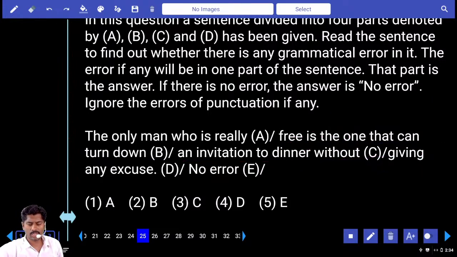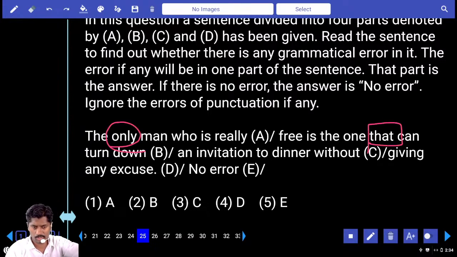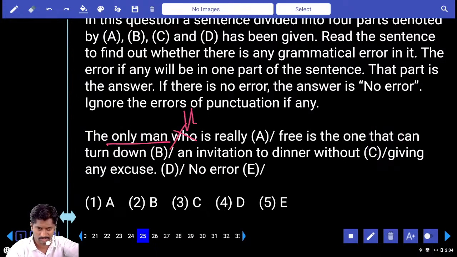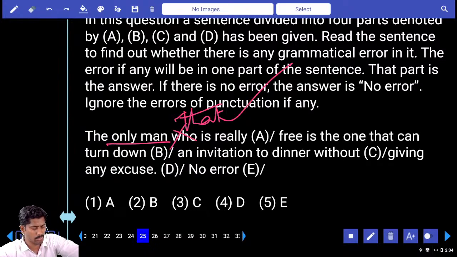The only man who is really free is the one that can turn down an invitation to dinner without giving any excuse. Answer. Only వచ్చినప్పుడు that తీసుకోవచ్చు, problem లేదు. The only man ఇక్కడ తీసుకోవాలి. Error is in the first part. ఇక్కడ ఆల్రెడీ ఉంది కాబట్టి ఇక్కడ తీసుకోవాలి. ఓన్లీ సేమ్ సచ్ వచ్చినప్పుడు ఈవెన్ ఫర్ హ్యూమన్ బీయింగ్స్ దట్ తీసుకోవాలి, డబ్ల్యూహెచ్ కూడా తీసుకోకూడదు. The only man that is really free is the one that can turn down an invitation to dinner without giving excuse.